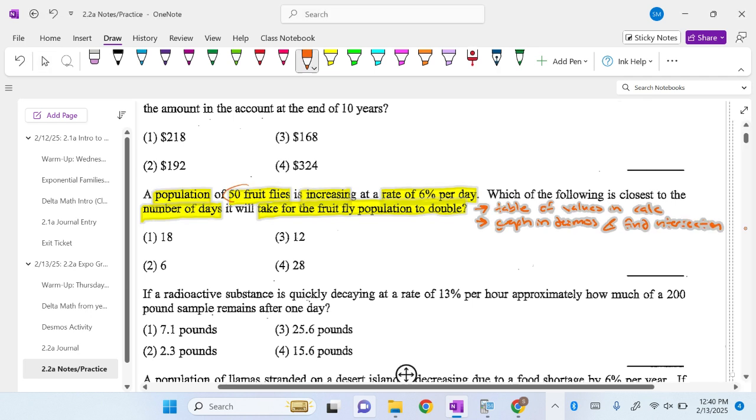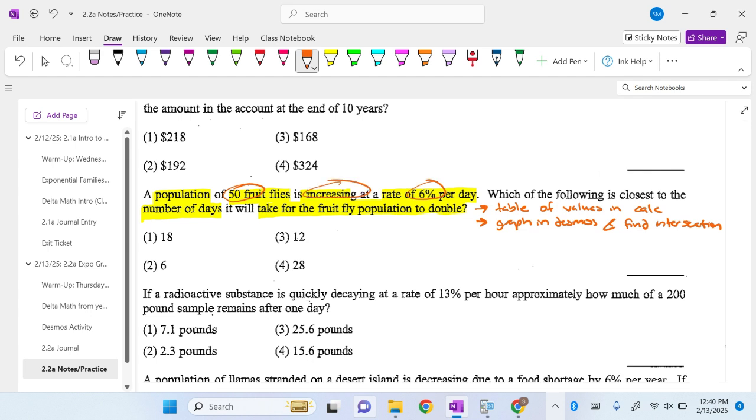So, a population of 50 fruit flies at a rate of 6% a day, and it's increasing. Is this an exponential growth or decay? It's growth. So this is my P value. This is my R value. And since it's increasing, I'm going to have a plus between that 1 and R. So this would be y equals 50 times (1 plus 0.06) all raised to the t. Or you could rewrite it as y equals 50 times 1.06 all raised to the t. But I'm going to use x in this case.